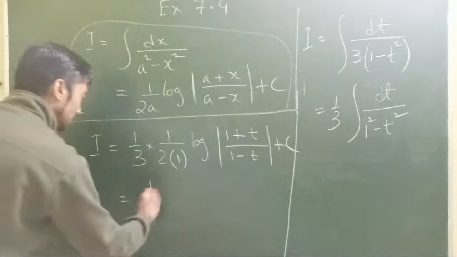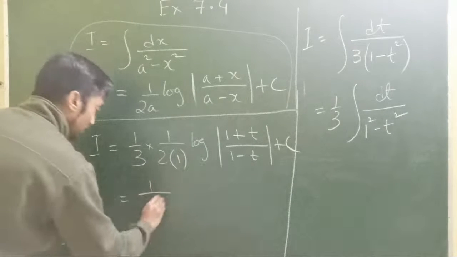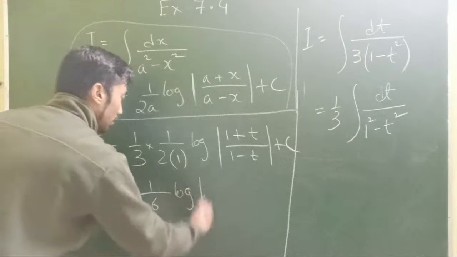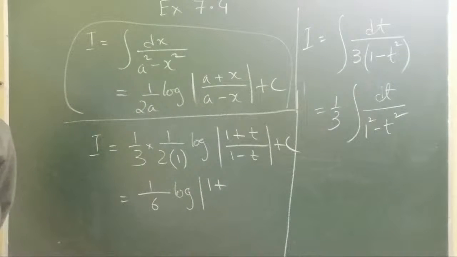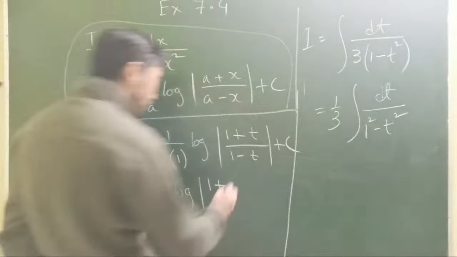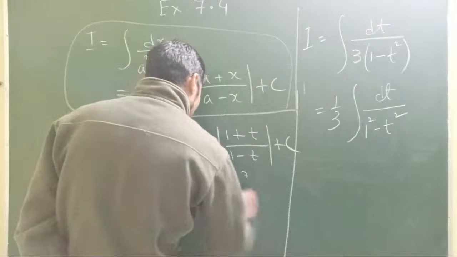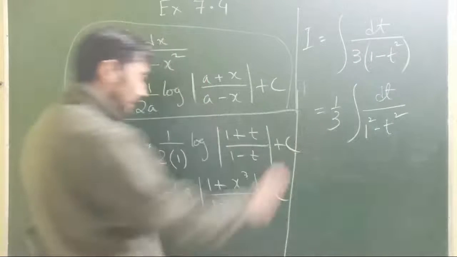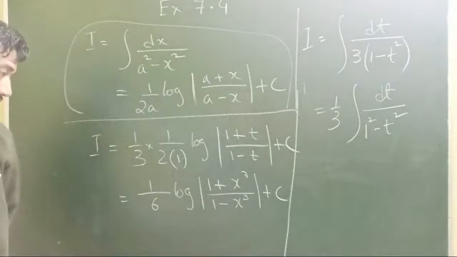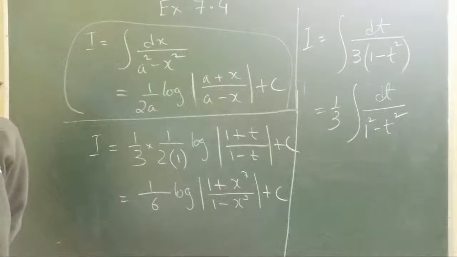Time to substitute. 1 by 3 into 1 by 2, that is 1 by 6. Log of 1 plus t. What did we substitute there? The t value I think we used as x cube. So 1 plus x cube upon 1 minus x cube, plus c. So that's the solution to that.